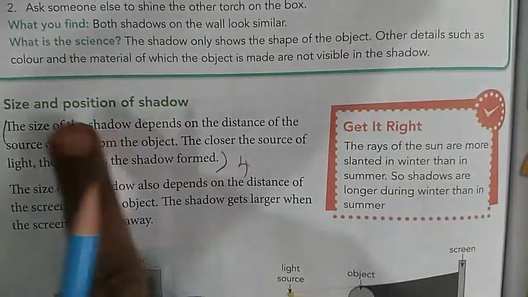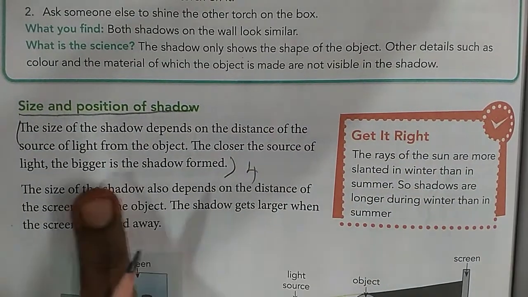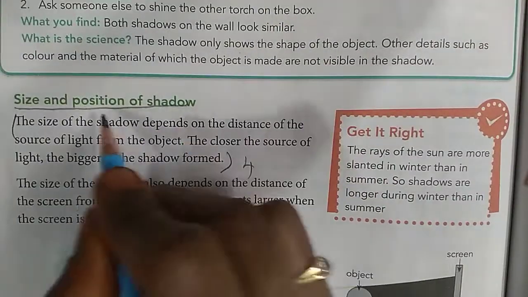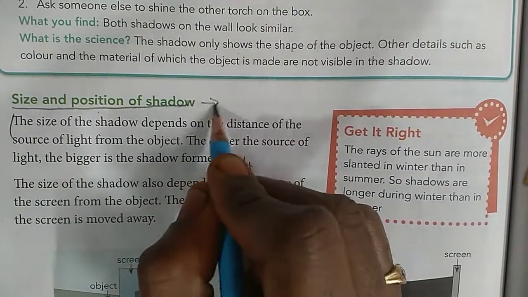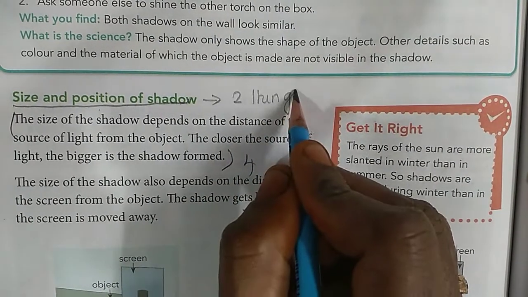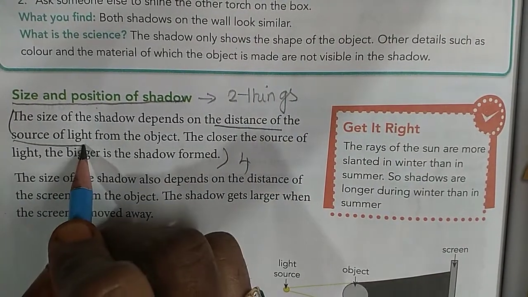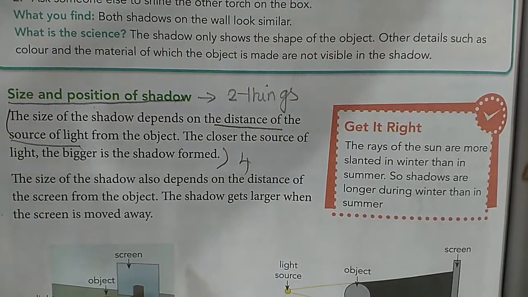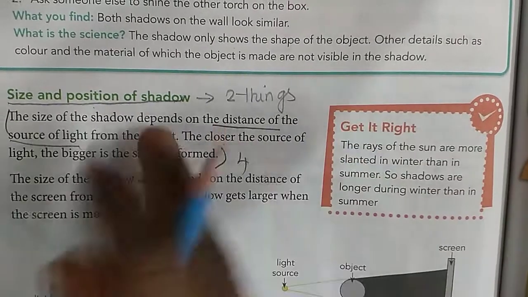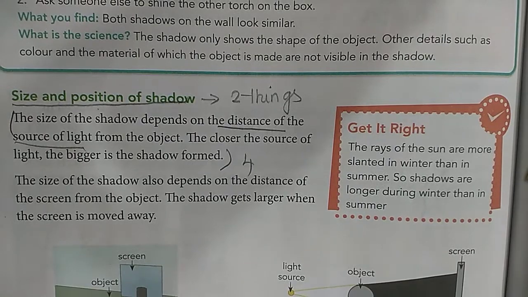Next one is called size and position of a shadow. What is its size, what is its position? So the size and position of the shadow depends upon two things. First one, the distance of the source of light. So what is the distance? It is the distance between the light source and the object.